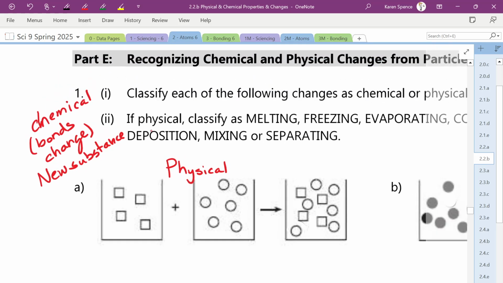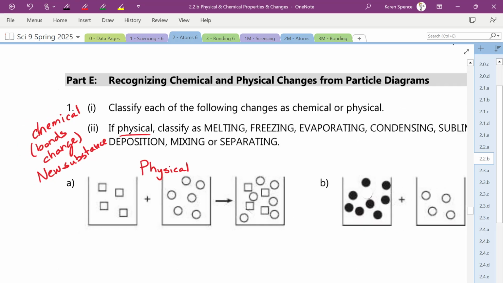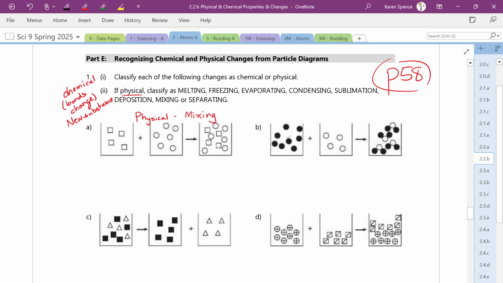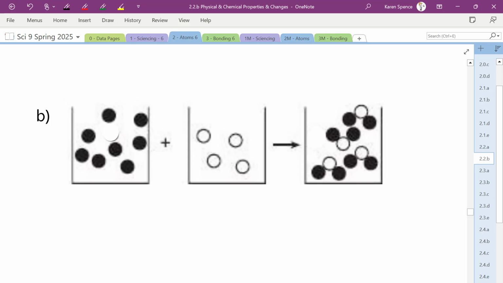And then I get to decide if it's physical, is it melting? Is it freezing? Is it evaporating? Is it condensing? Is it sublimation, deposition? Is it mixing or is it separating? Which one just happened here? Did we have a change of state or did we have mixing or separating? This was mixing. Let's do B. Does this look like a chemical change or a physical change? Discuss with your partner.